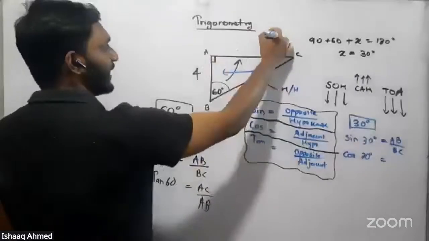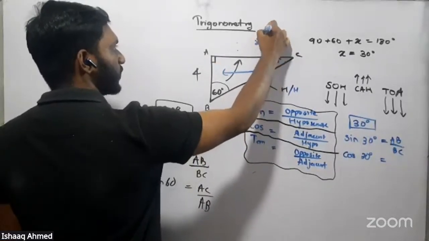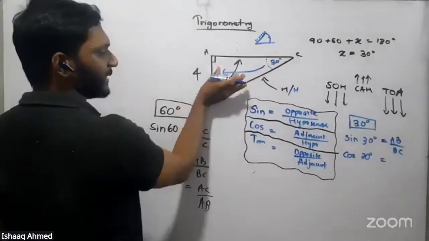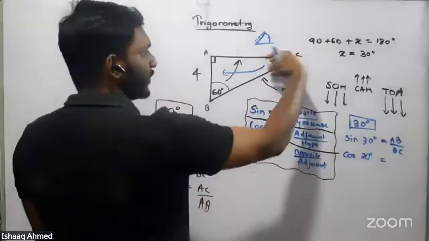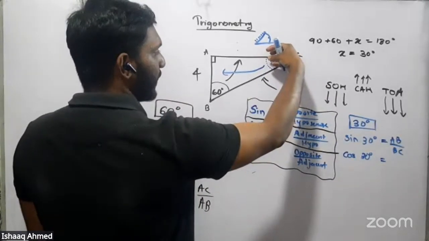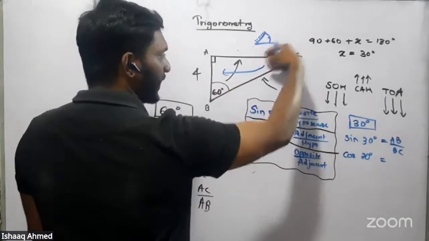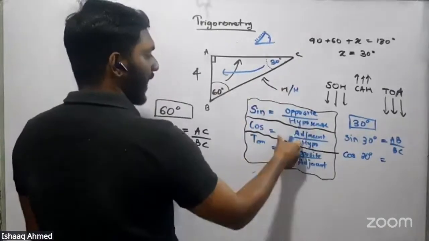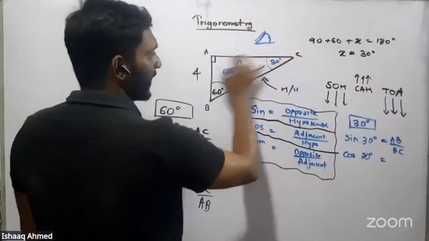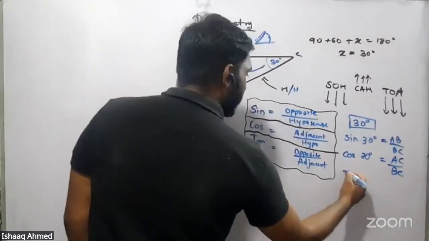You have drawn eyes, no, in science like this. Likewise, sine 60 means you have to look from 60. Sine 30 means you have to look from 30, opposite over hypotenuse. Cos 30 means you have to look from 30. What is cos? Adjacent over hypotenuse. What is adjacent to 30? AC. So AC over hypotenuse, which is always BC.